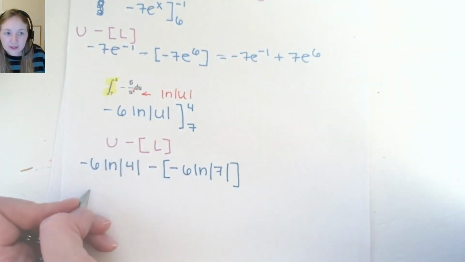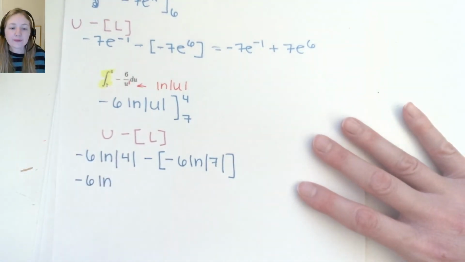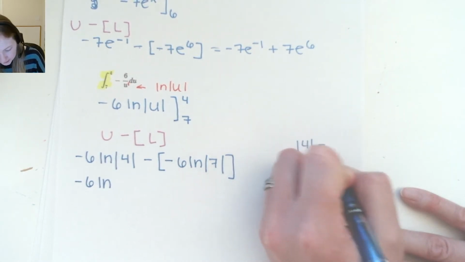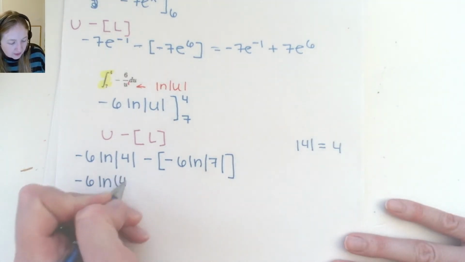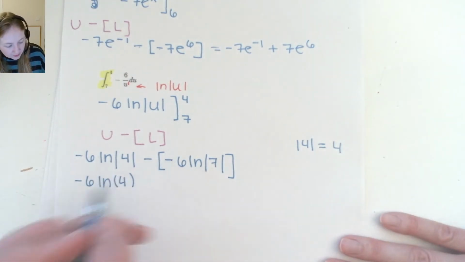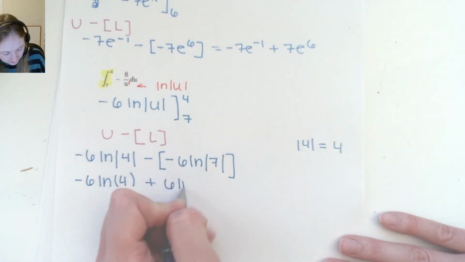Now, they don't want a decimal approximation, they just want it in terms of natural log. One thing you'll notice here is that the absolute value of 4 is just 4, right? There's no need to keep those absolute values. So you can just write this as natural log of 4 without the absolute values because the 4 is already positive. Then you have a negative times a negative, so that gives you a positive, and then 6 natural log.